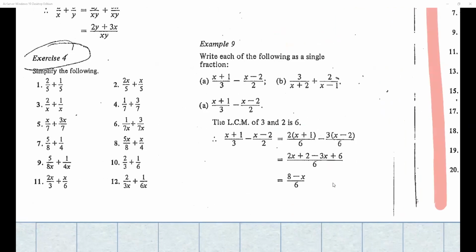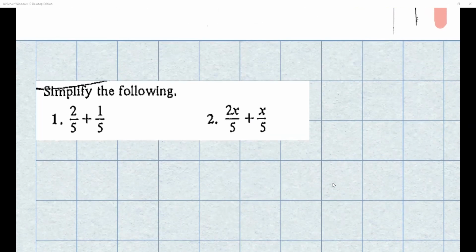So let's have a look at exercise 4. Let's have a look at the basics of what we're going to be doing in this lesson, revisiting algebraic fractions. So we're going to start off with some basic questions first of all. I'm going to be doing some cutting and pasting, and let's see how we get on with those. So let's grab those two questions. Okay, let's put those two questions over there.